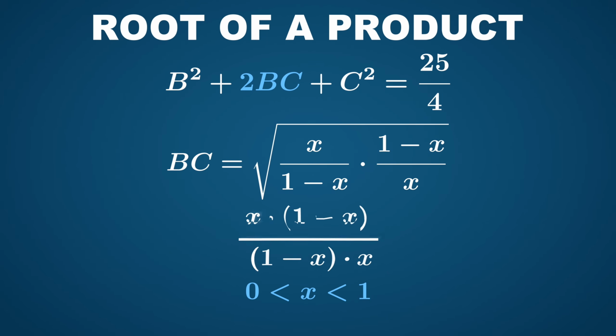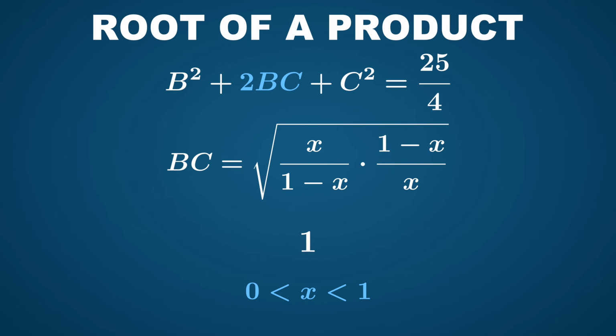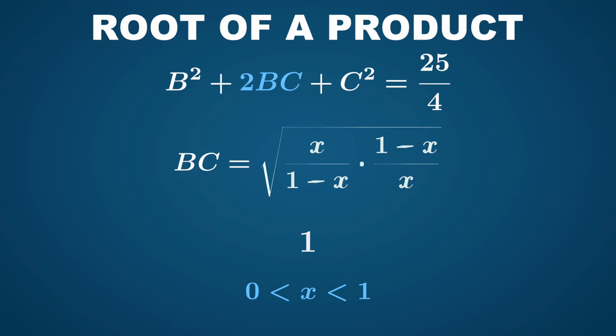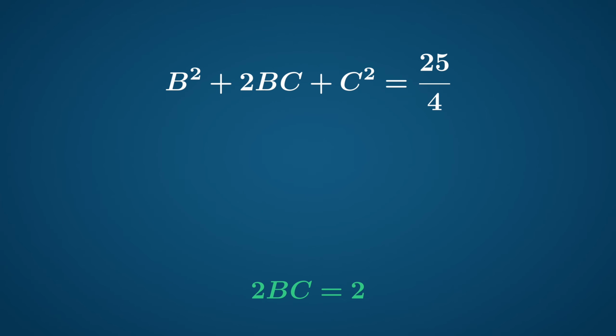That fraction is x over 1 minus x times 1 minus x over x. The x on top cancels with the x on the bottom. The 1 minus x on top cancels with the 1 minus x below. Everything cancels, and the big fraction is simply 1. The square root of 1 is 1, so b times c equals 1. That means the middle piece, 2bc, is just 2 times 1. The middle piece is exactly 2, a plain number with no x at all.